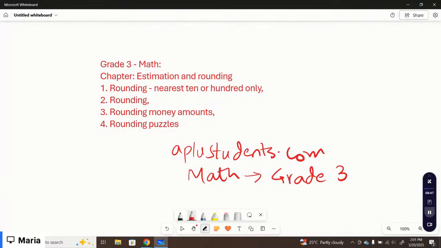The lessons we're going to cover today are rounding nearest 10 or 100 only, rounding money amount, and rounding puzzles. So please make sure you have your notebook and pencil so that you can note down the important examples and definitions as well.